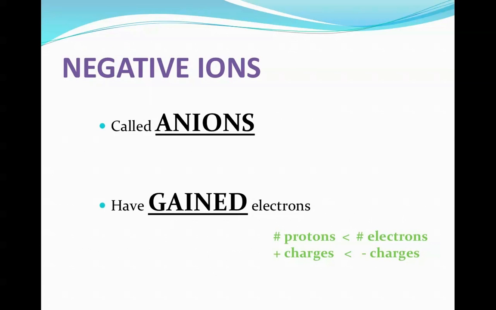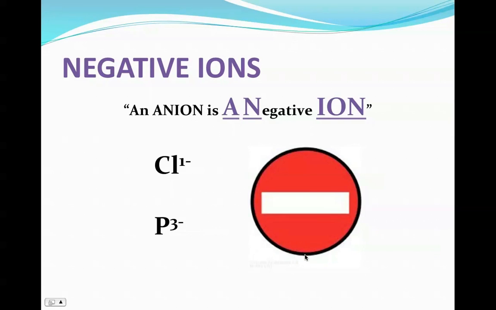Our negative ions are called anions. These have gained electrons. So negative ions have actually gained negatively charged electrons. And again, this is because as we gain electrons, our overall negative charge outweighs our positive charge. So one way to remember that negative ions are called anions is the phrase "an anion is a negative ion." And you can see how that spells out there. So chlorine and phosphorus are two examples of negative ions or anions.